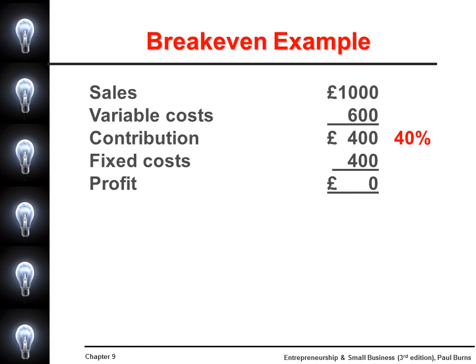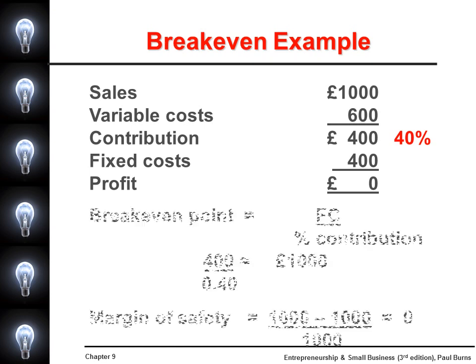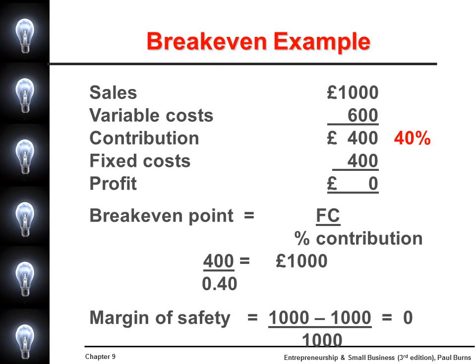Now this is an example. So obviously sales minus variable cost is equal to contribution. So 1000 minus 600 comes to 400. Then contribution minus fixed cost means profit, that will be 0 in this case. So the break-even point, according to the previous slide, is fixed cost divided by the contribution margin. So our fixed cost is 400 and our contribution margin is 40%, so 0.4, it will be 1000. And margin of safety is sales minus break-even sales. So 1000 minus 1000 divided by 1000 is 0.